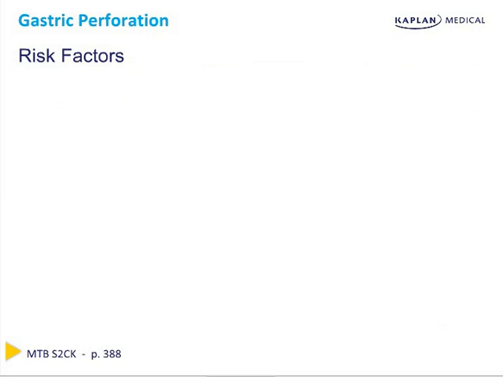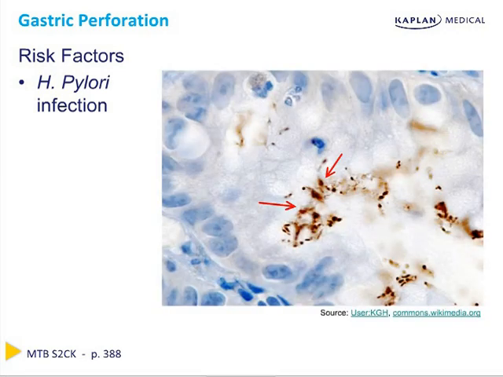Many risk factors predispose to peptic ulcer disease and subsequent gastric perforation, starting with infection with Helicobacter pylori, a gram-negative bacteria that colonizes the lining of the stomach and leads to mucosal damage. The pathology image to the right depicts these bacteria invading the stomach mucosa. Nonsteroidal anti-inflammatory drugs block prostaglandin production, a key component in the synthesis of the stomach mucosa.